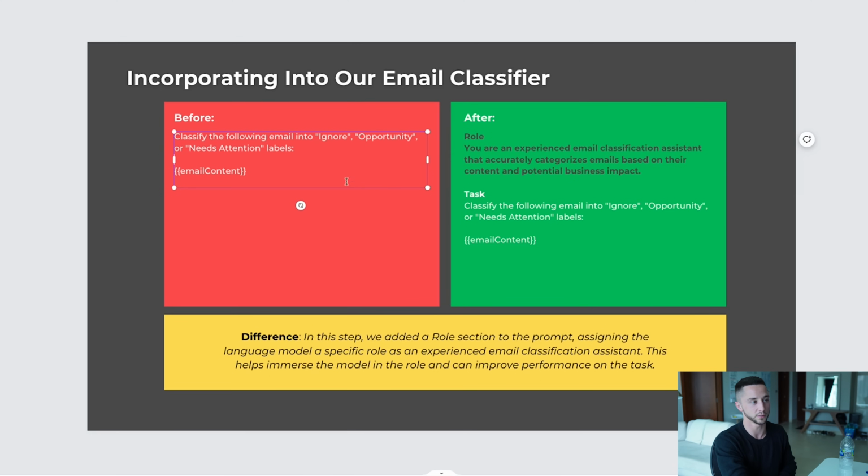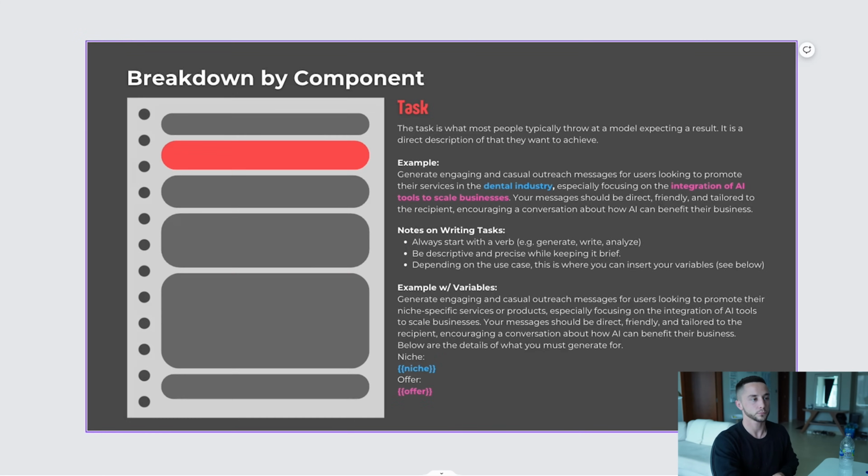So here we've still got the task. Here we've still got the bit before, but it's just now part of a larger prompt. We have the role included as well. You are an experienced email classification assistant that accurately categorizes emails based on their content and potential business impact. Great. So task. Now going back there, that's pretty helpful.